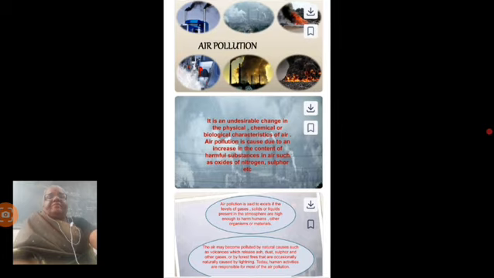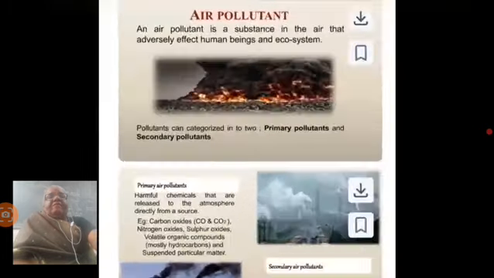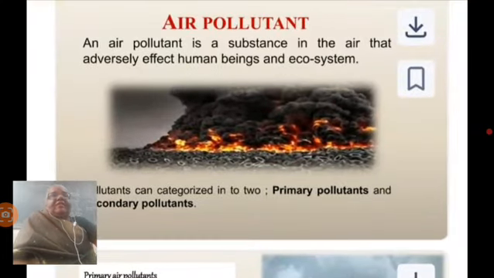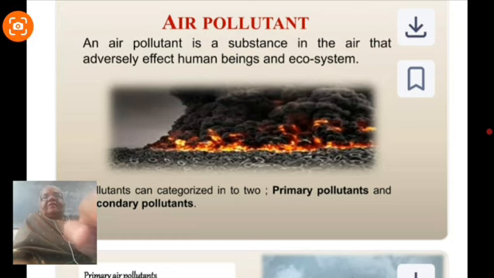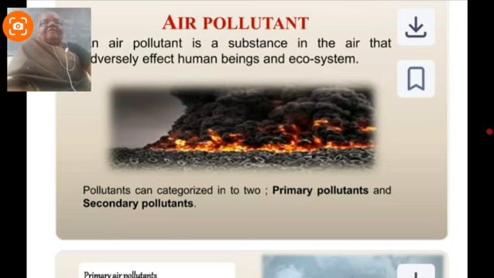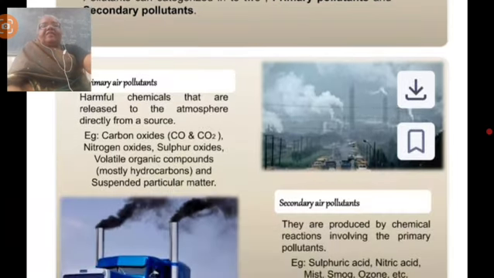A pollutant is an agent that causes pollution. Accordingly, an air pollutant is a substance in the air that adversely affects human beings and ecosystem. That agent is called a pollutant, and these pollutants can be either primary pollutants or secondary pollutants. Let us see what they are.